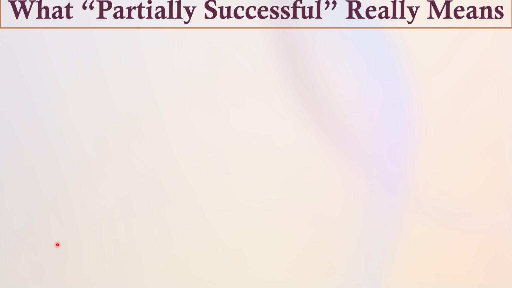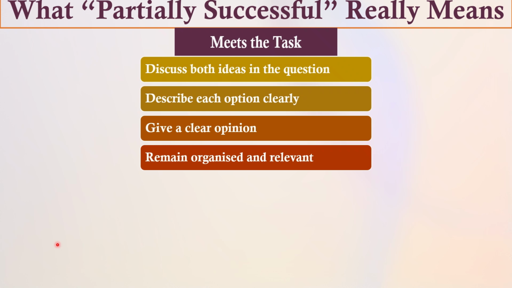In IELTS Writing Task 2, essays are assessed using criteria such as task response and coherence and cohesion. These criteria focus on how clearly and effectively the task is fulfilled. This means an essay may discuss both ideas in the question, describe each option clearly, give a clear opinion, and remain organized and relevant. For example, with a topic like social media versus face-to-face communication, an essay might explain the benefits of both and reach a conclusion. In that sense, the essay meets the task.